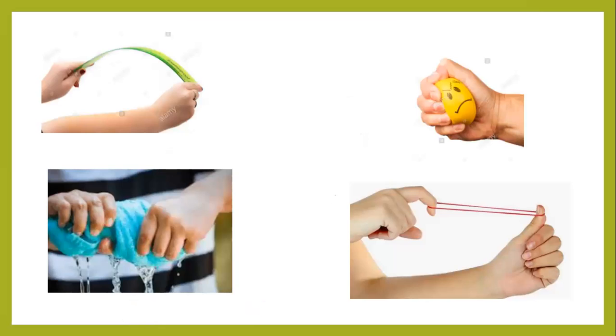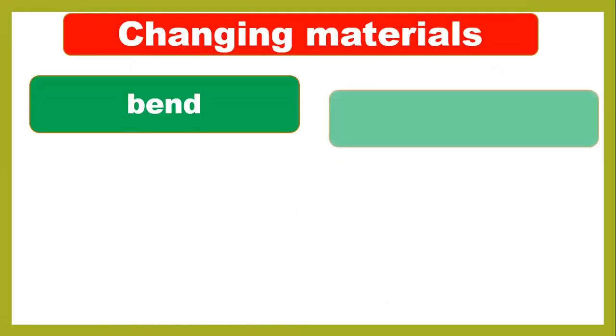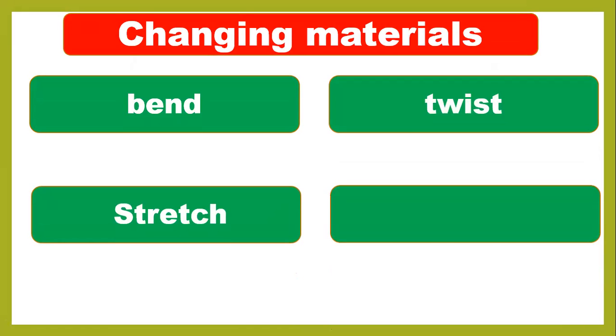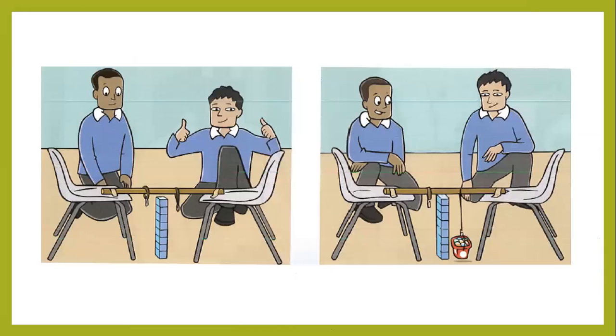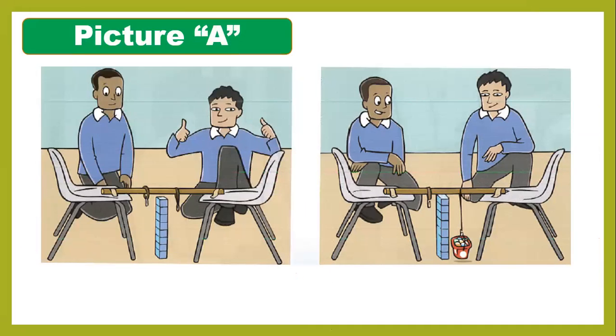Today we discussed that some materials can be bent, squashed, twisted, and stretched. So there are four different ways to change a material: bend, twist, stretch, and squash. You have to write them in your notebook. Now this is the activity in your learner's book.